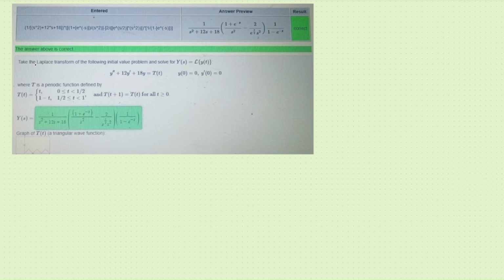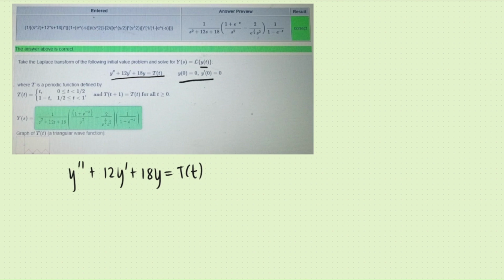So in this video, we're going to take the Laplace transform of the following initial value problem and solve for Y(s), which is equal to Laplace of y(t). Our y(t) is the explicit solution of this differential equation, which is y'' + 12y' + 18y = T(t).